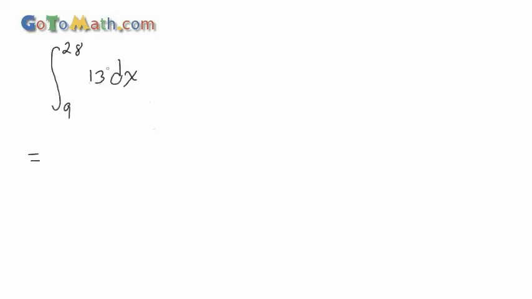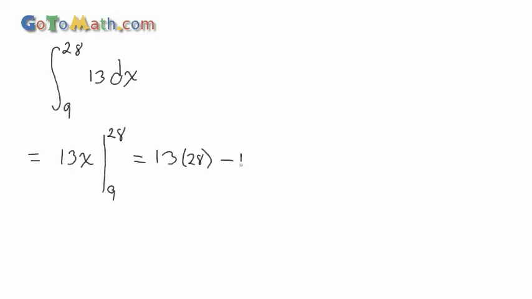So we go ahead and take the integral like we did in the previous section. Nothing different there. So 13x, right? We just tack an x on here. But instead of saying plus C, we're going to write this bar here and then rewrite 9 and then 28. And this is how we're going to deal with this. So we take the 28, the upper limit, and plug it in, and then subtract off the lower limit.